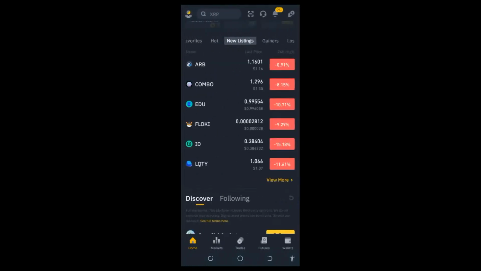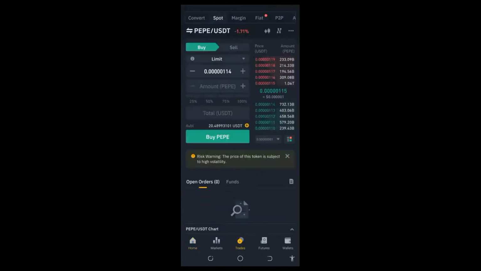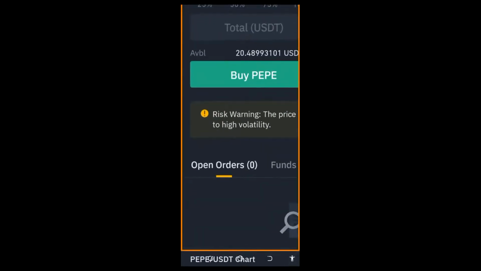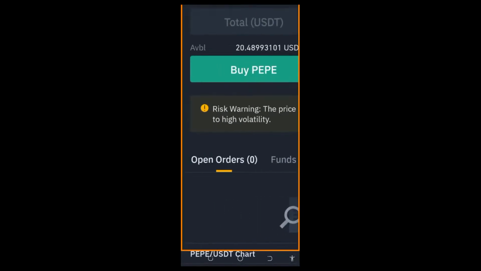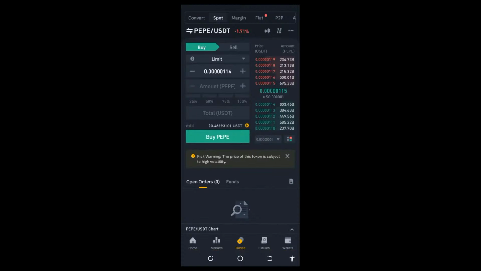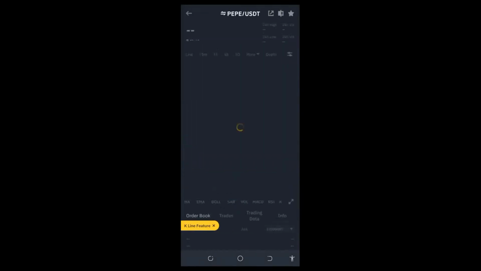Now, of course, I was just carried away by the fact that it's new. But the truth of the matter is it's one of the new coins on the block, right? So it's quite given to a lot of volatility. Because if you take a look at what they said here, it says risk warning. The price of this token is subject to high volatility, very high. So that means at some point it can unnecessarily drop, and at some point it can unnecessarily rise, just like you can see here.